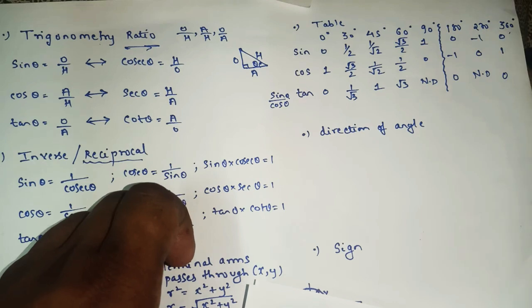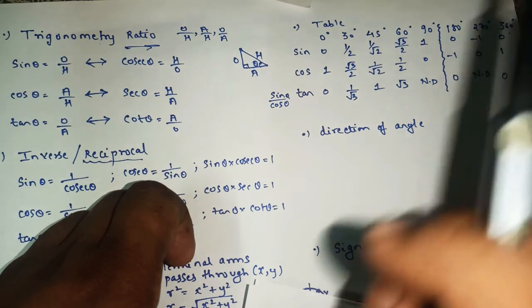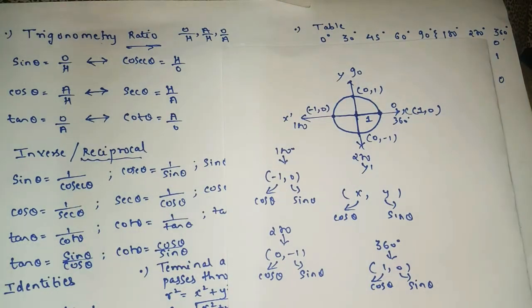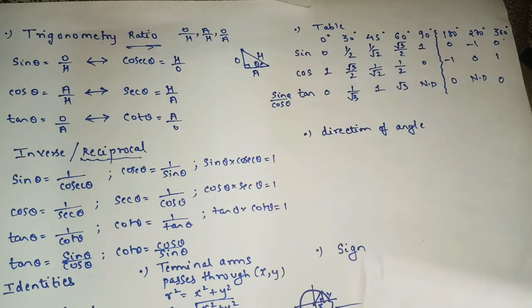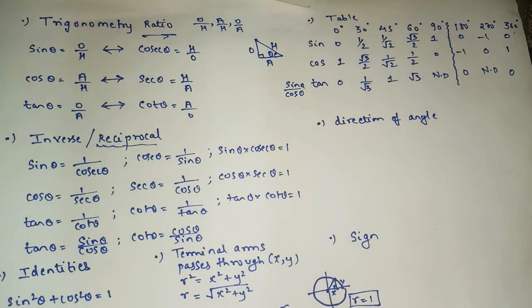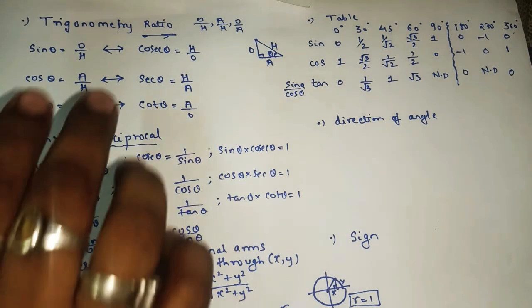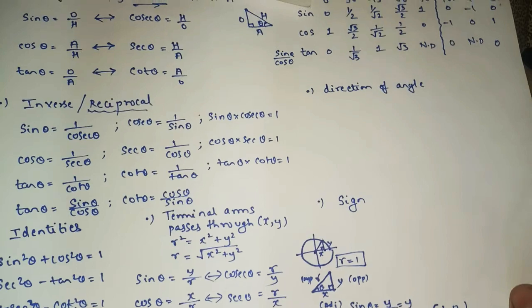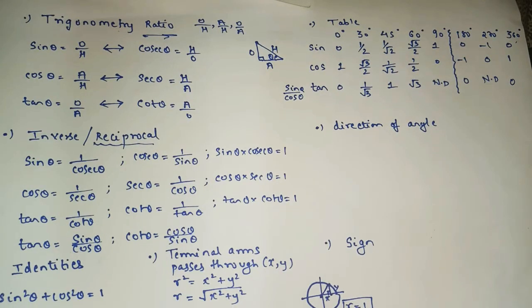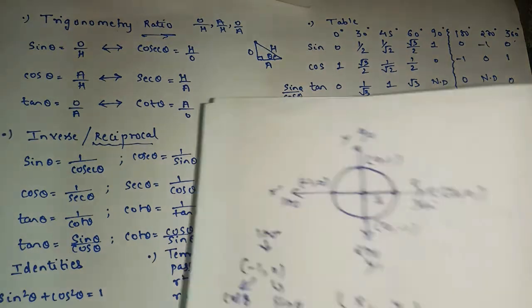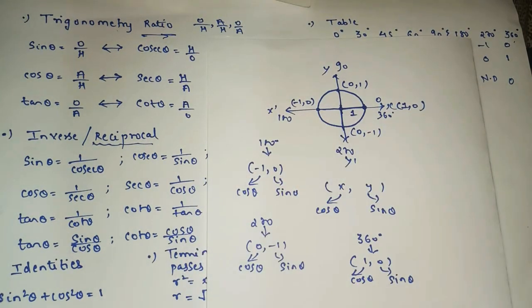If you want to add the value directly, just add the formula, or else using this trick you can remember the formulas. Okay, I hope you all understood how I created the formulas now. So these are the basic things which were there in your lower standard: ratio, reciprocal, identities, terminal arm passes through x comma y, then the table also. But in 10th standard the table was still only up to 90. So here you have to add the angles for 180, 270 and 360 also. Okay, so these are the tricks in which you can find your answer.